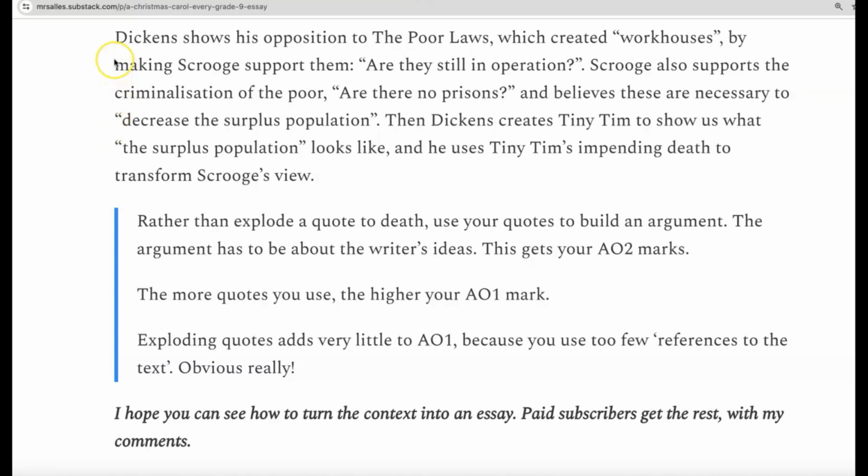So you can see how I've used a bit of the context to then say how this shows Dickens' ideas, his opposition to the poor laws and his opposition to this whole idea that society had that the surplus population was too great and therefore they were quite happy for many of the poor to die out.